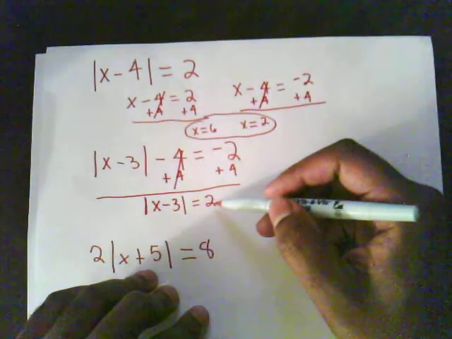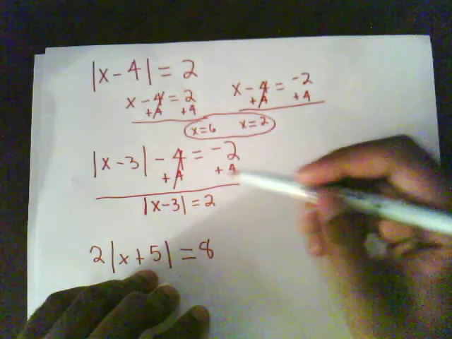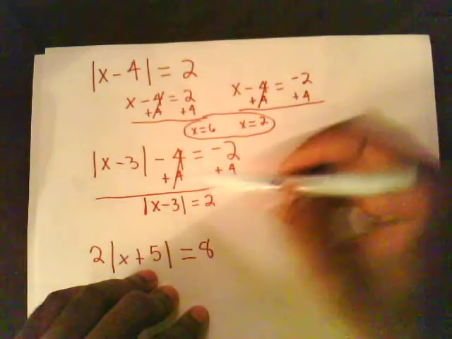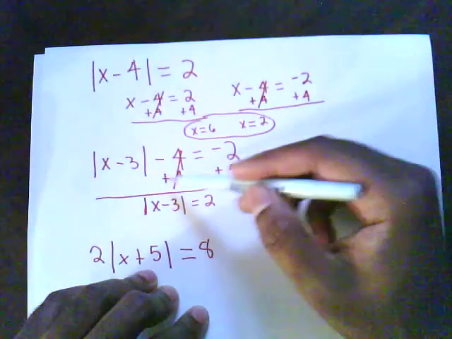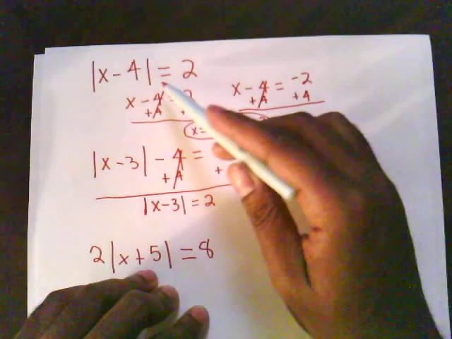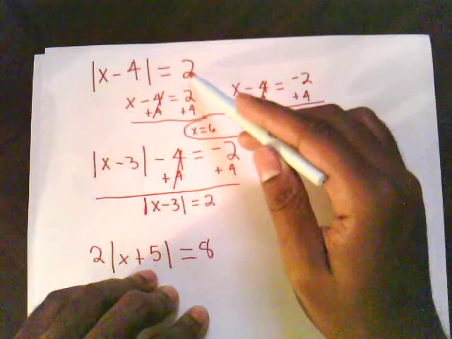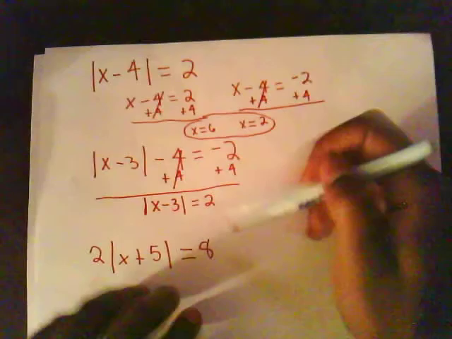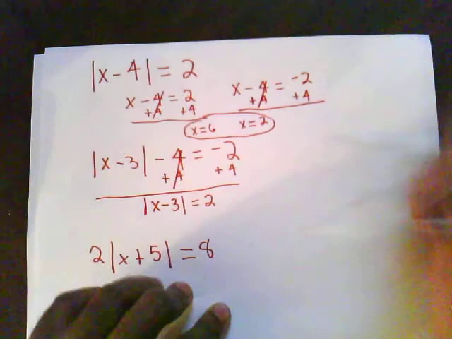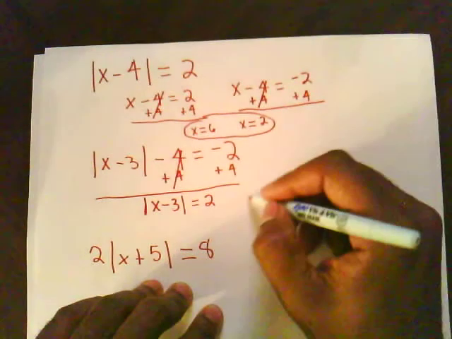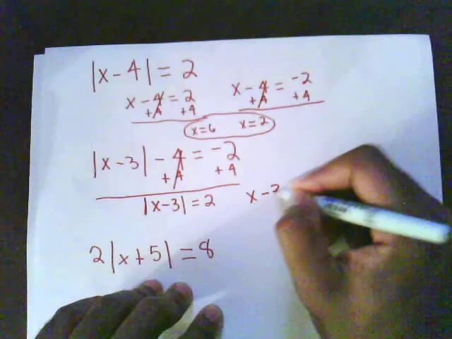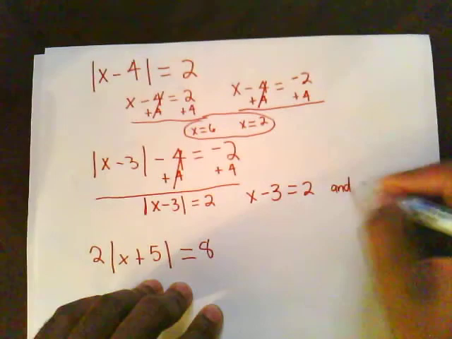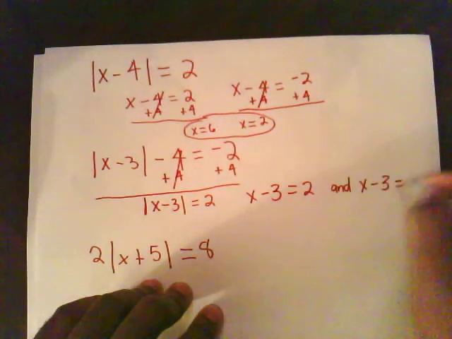It's very important for the students to understand that the only time you look at what it equals to make that determination, you have to already do the isolation process. In the first one, we didn't need to isolate, so we could look at what it equals, a positive number. Here, we've already isolated, so now we have the absolute value of x minus 3 equals 2. So, we're going to do the same thing that we did in the first one. x minus 3 equals 2, and x minus 3 equals negative 2.